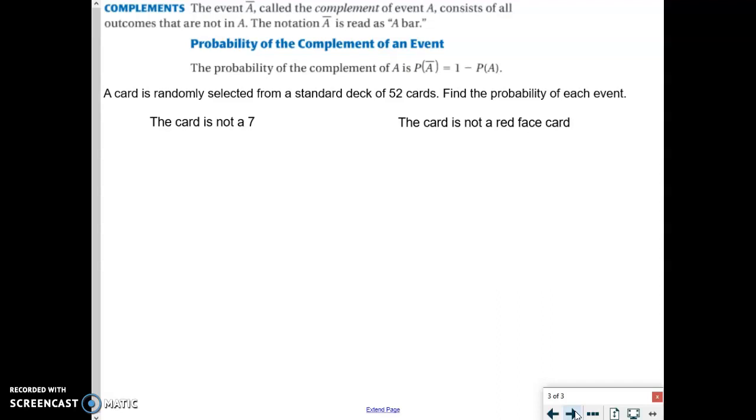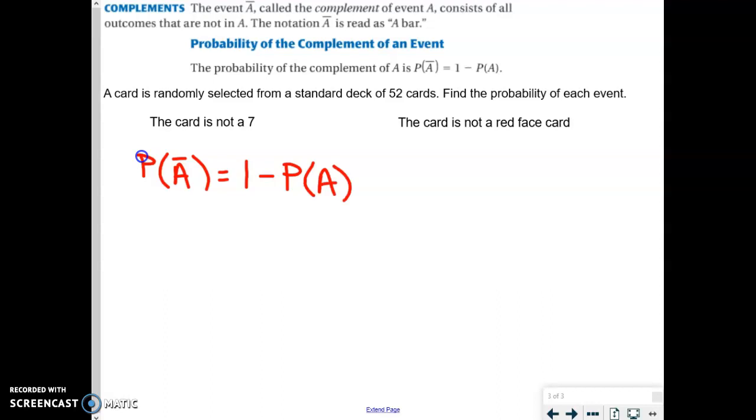So if we take a look again at a standard deck of cards, okay, 52 cards, remember there are 4 suits, clubs, spades, hearts, diamonds, and there are 13 cards per suit, ace through king. So in this case, what we're looking for is a card randomly selected, and in the first event, that the card is not a 7. So with this one, what we're looking for is the probability of A bar. So for this one, we would be looking for 1 minus the probability of A.